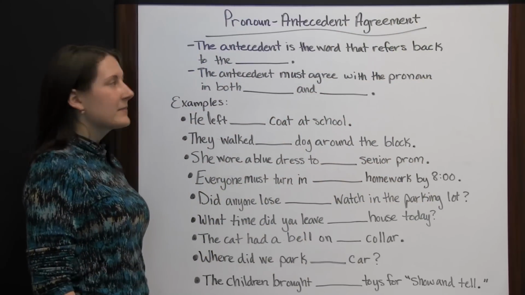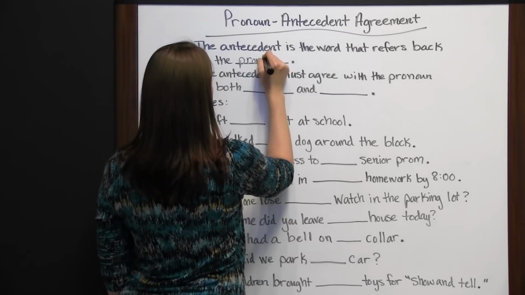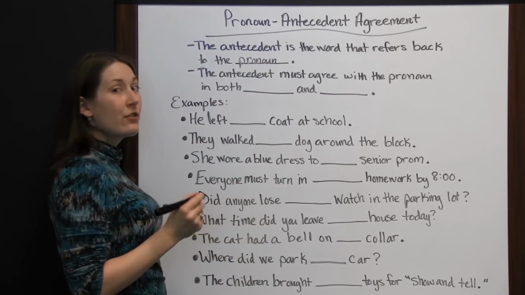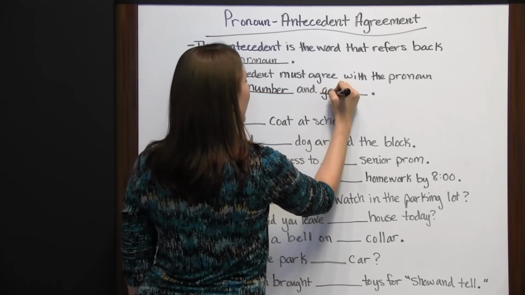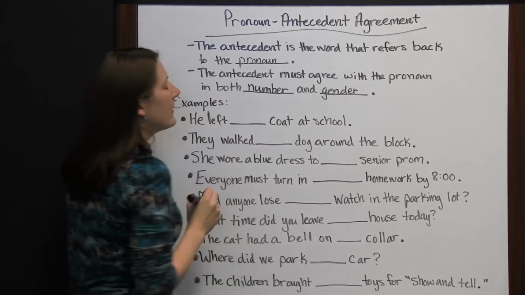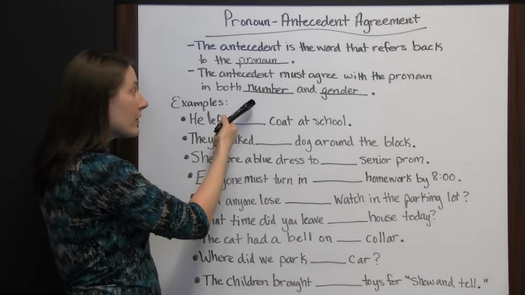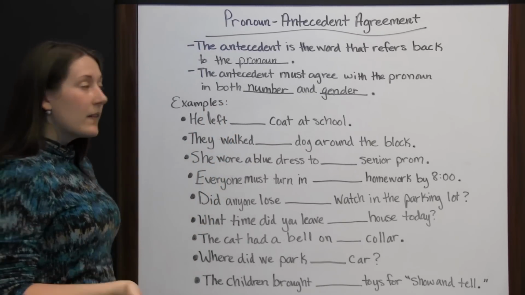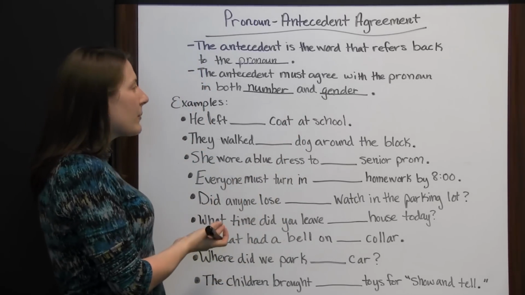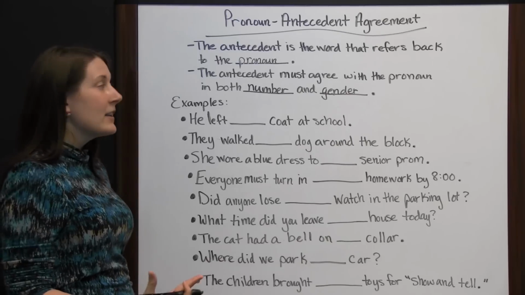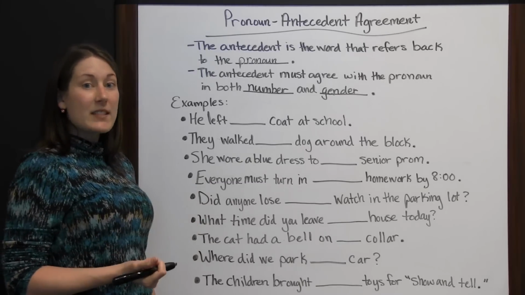Pronoun antecedent agreement. The antecedent is the word that the pronoun refers back to. And the antecedent must agree with the pronoun in both number and gender. That means if our pronoun is singular, then our antecedent must be singular. And if our pronoun is plural, then our antecedent must be plural. Likewise, if our pronoun is feminine, then our antecedent must be feminine. If our pronoun is masculine, the antecedent must be masculine. Or if it's gender neutral, then we need to have a gender neutral antecedent. So let's look at some examples.